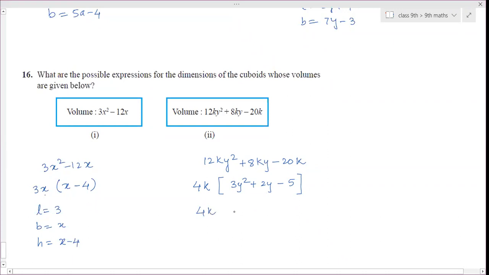Ma'am, can't we write L is equal to 4, B is equal to k? Here it is completely not factorized. It is not in the simplest form. Is it necessary? Yes, because we can further simplify. So we have to simplify that.